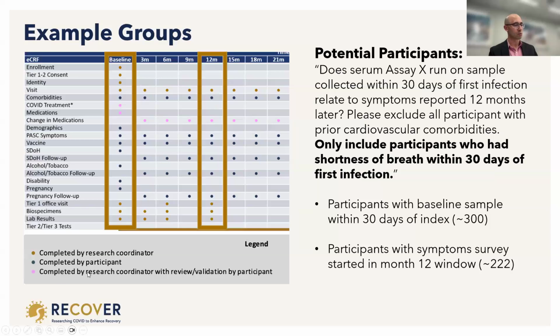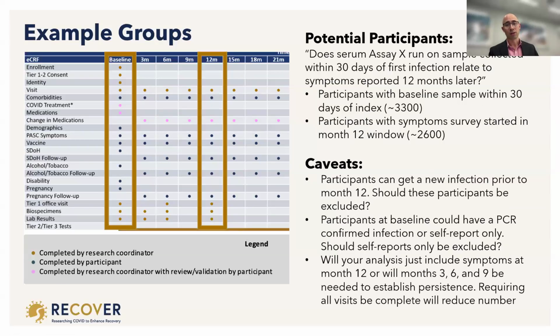If we go on to the next slide, I just want to pause to say a few general caveats. As a reminder of what the study looks like as time passes, you're comparing 12-month surveys to an initial infection. Well, they may have been infected in that 12-month period. How do you treat those participants? This is something you're going to have to keep in mind. We have participants at baseline who are close to an infection, who are confirmed by PCR, but some who are self-report only. So you might want to consider how they were diagnosed with COVID initially.